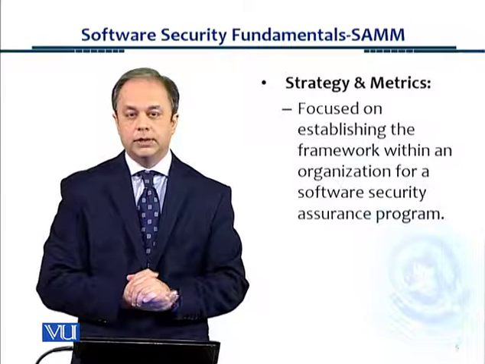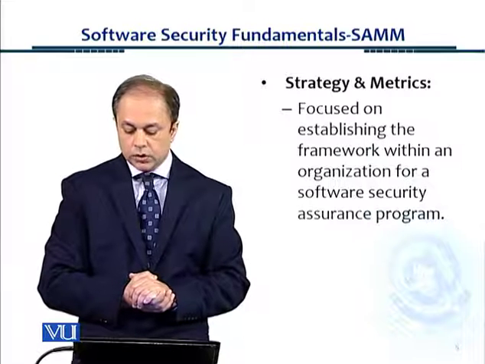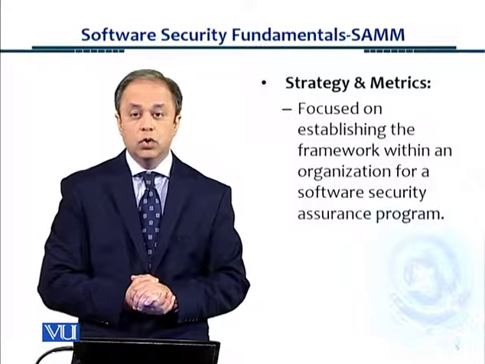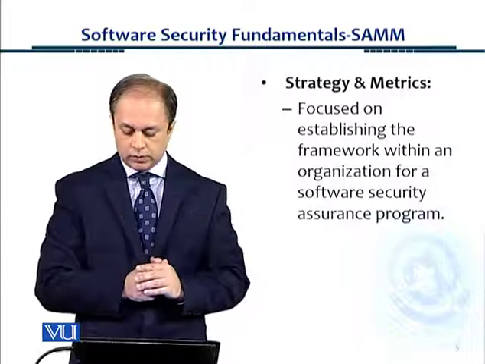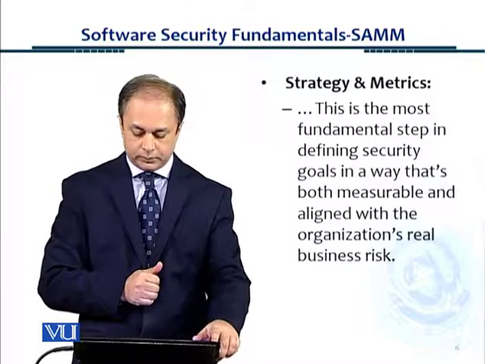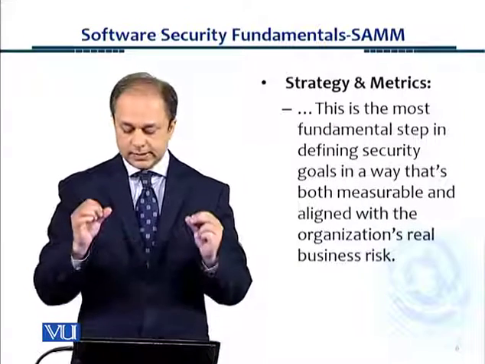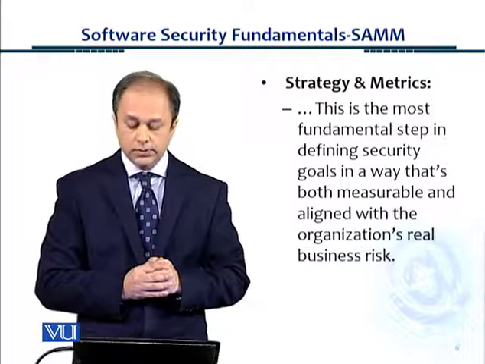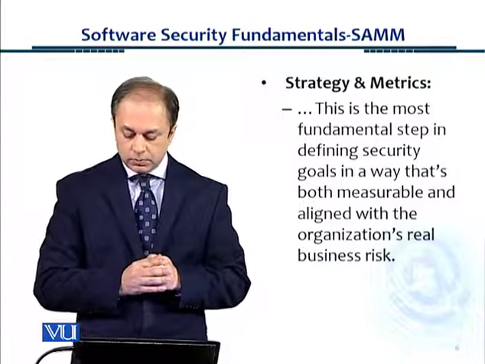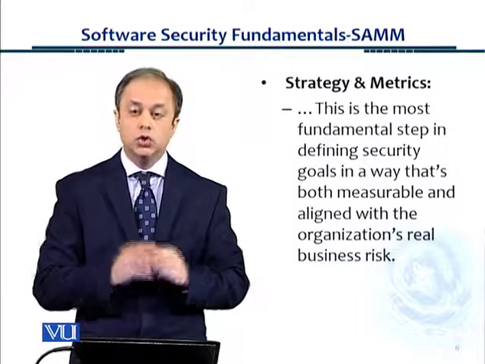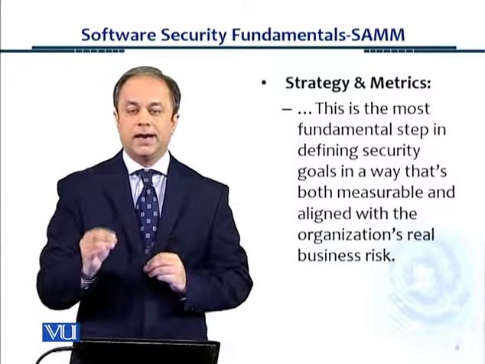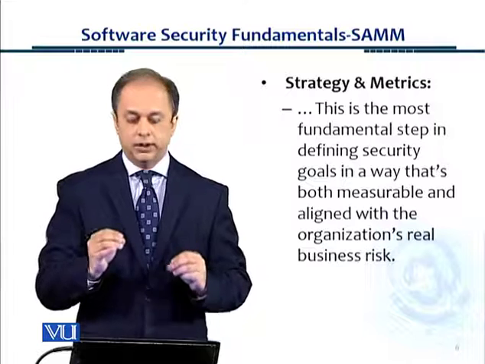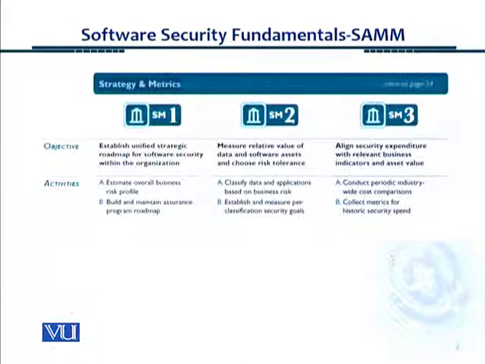Now, strategy and metrics is focused on establishing the framework within an organization for a software security assurance program. And this is the most fundamental and important step in defining security goals in a way that's both measurable and aligned with the organization's real business risk. The idea and the objective here is to make it very, very practical. If you look at the strategy and metrics layout, for each practice, we have an objective and 2 activities.